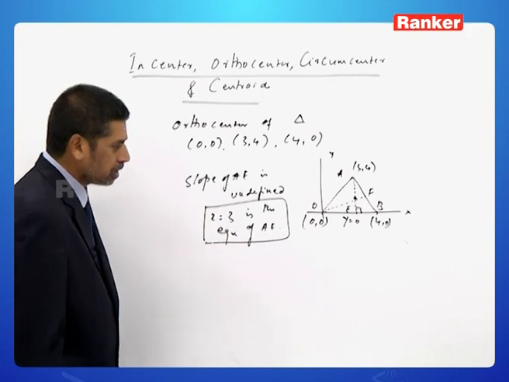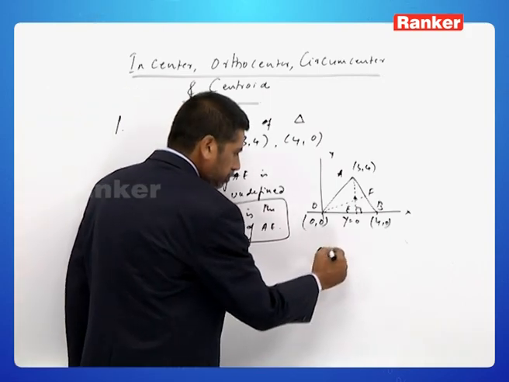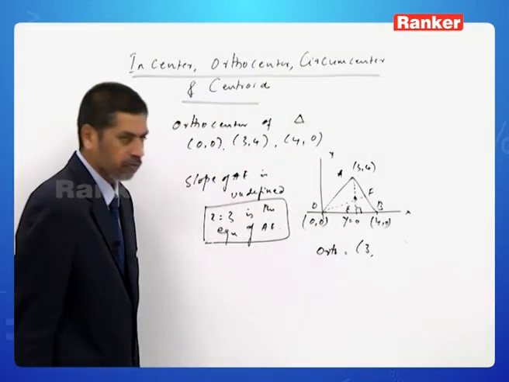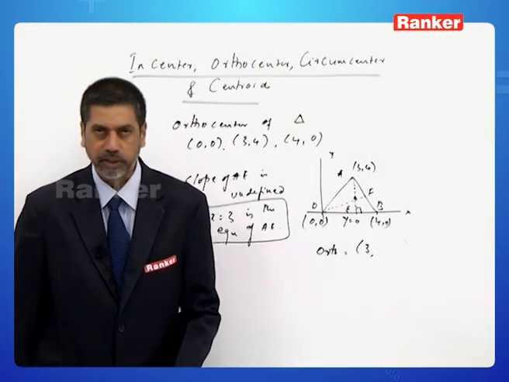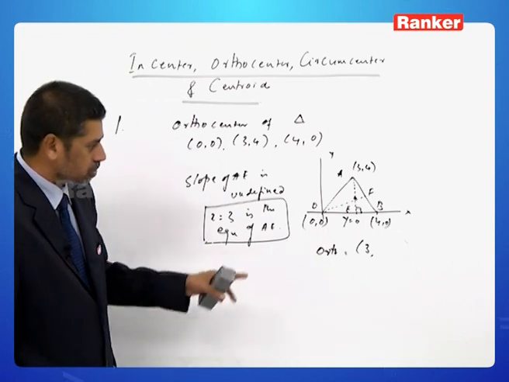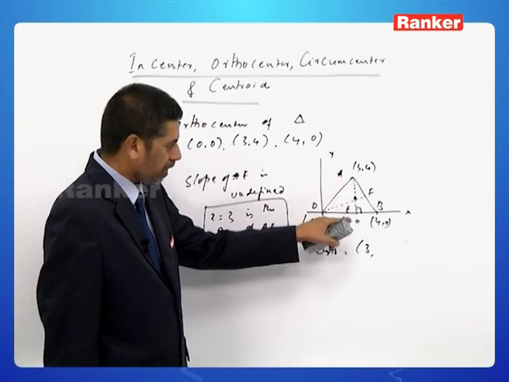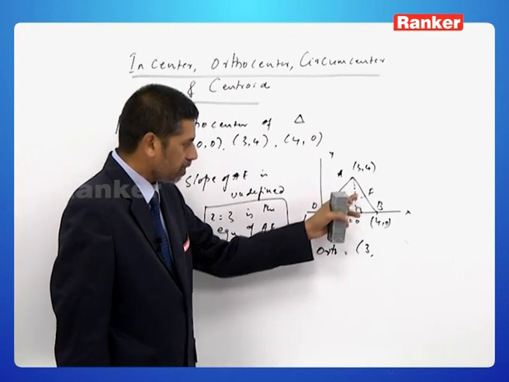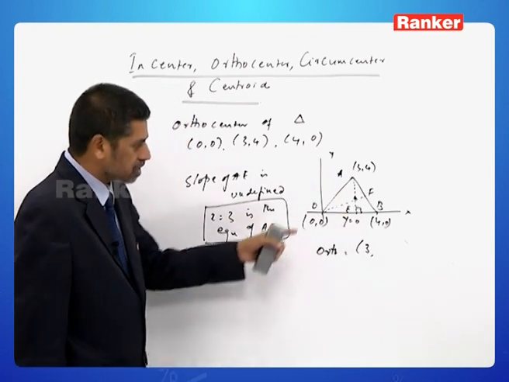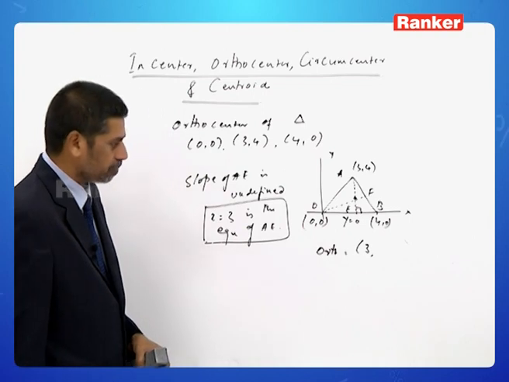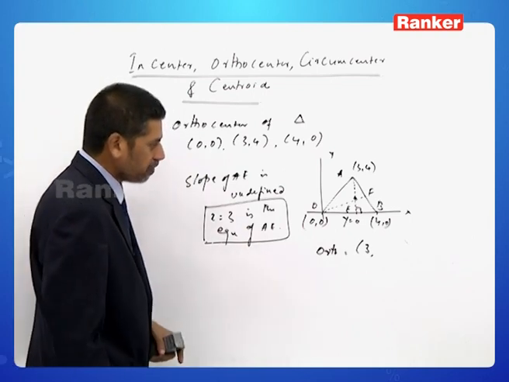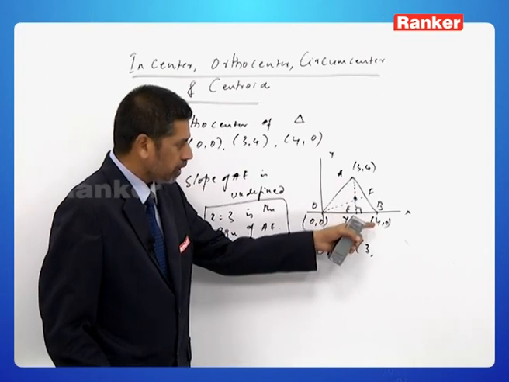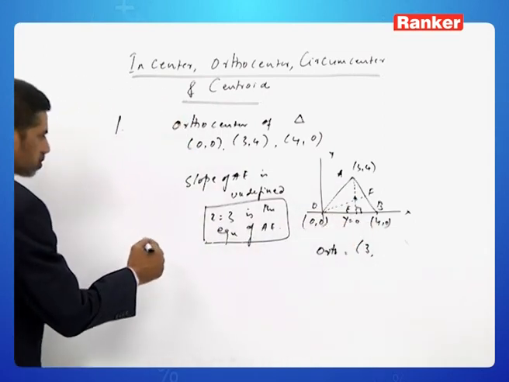In other words, if you look at the orthocenter, its x coordinate is now fixed at 3. We only have to look at the y coordinate. So now what you do is, orthocenter is the point of intersection of any two altitudes, let us say AE and OF. So if you can derive the equation of OF, then we can simply solve these two equations and get it. So equation of OF requires the slope, but OF is perpendicular to AB. So let's work it out.